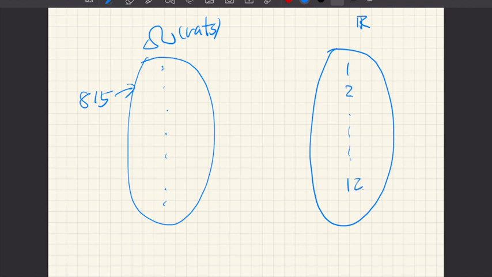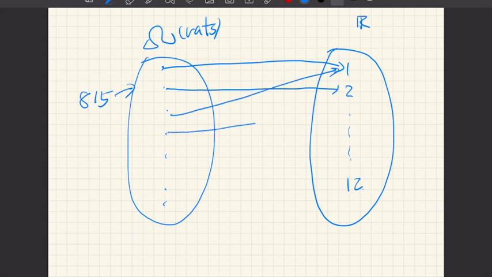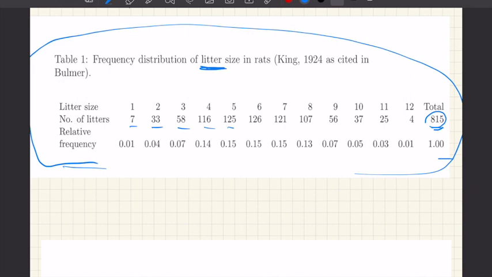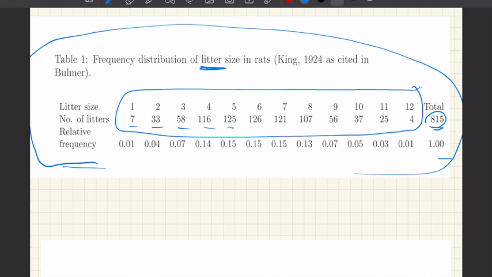Okay. So some rat gave birth to one baby. Another rat gave birth to two babies. So there should be a mapping here. Okay. So this mapping is a random variable in this case. Okay, so this function can take values of 1 to up to 12 according to this table.